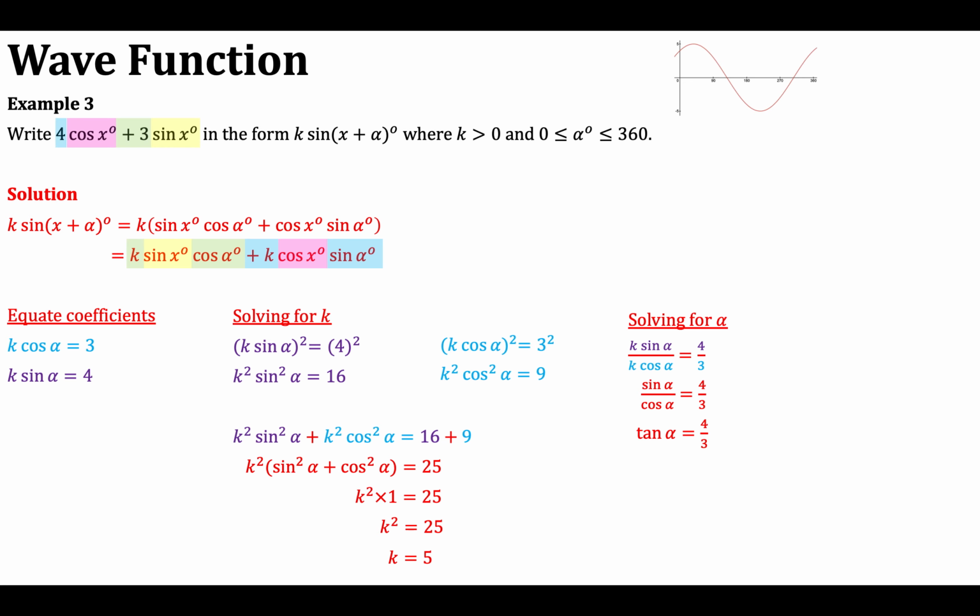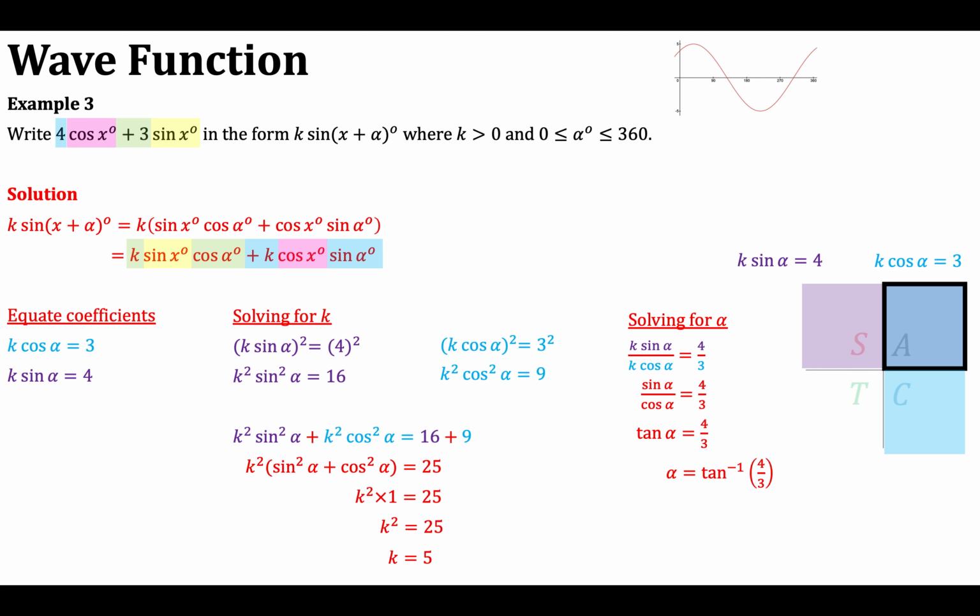To know which quadrant your angle is coming from, we can use the CAST diagram here. Okay, so k sine of alpha was positive, so that means our answer could be in the first or second quadrant. And k cos of alpha was also positive, so answers coming from the first and fourth quadrants. So that means our answer for alpha will come from the first quadrant here. So inverse tan of 4 thirds is equal to 53.1 degrees.